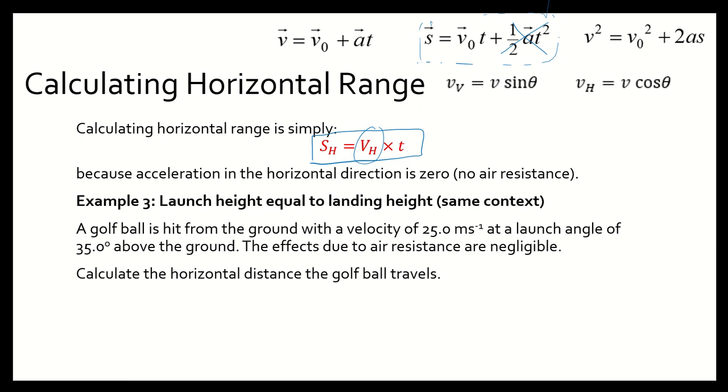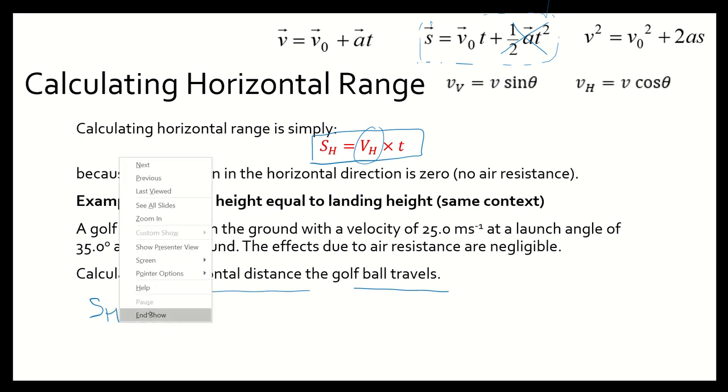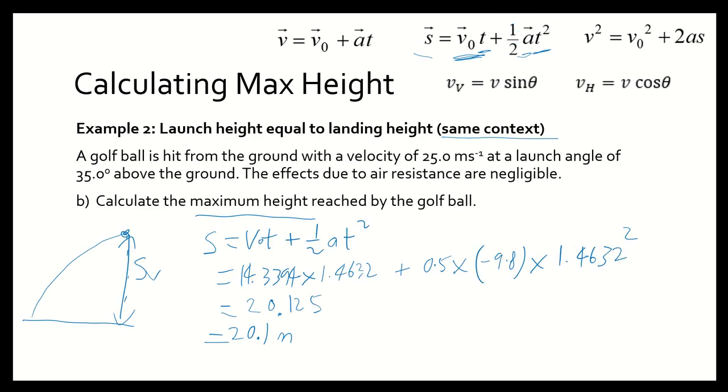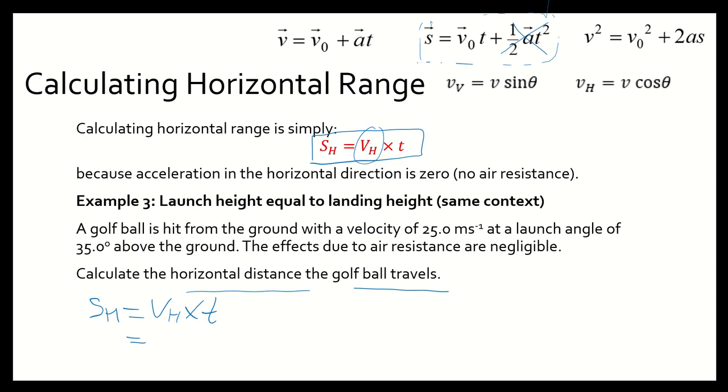So, same context, golf ball, 25 meters per second, 35 degrees. The effects due to air resistance are negligible. Calculate the horizontal distance the golf ball travels. So if we want the horizontal distance, it's going to be the horizontal component of velocity times by its time of flight. I don't think we actually worked out the horizontal component. No, we didn't. Okay, so we need the horizontal component. The horizontal component of velocity is v cos theta. I'm just going to do it in one calculation. V cos theta times time.